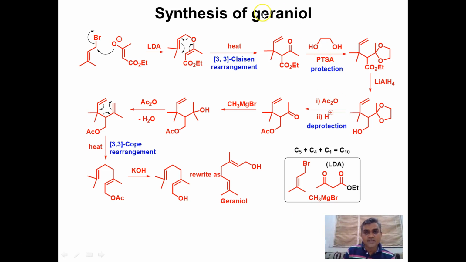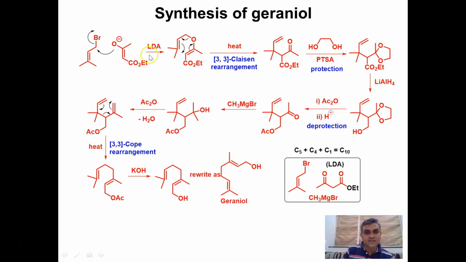Another synthesis of geraniol involves ethyl acetoacetate chemistry, methyl magnesium bromide and allyl bromide. It's a very interesting synthesis. We have to assemble a total of 10 carbon atoms. Five carbon atoms are coming from allyl bromide here, 4 carbon atoms are coming from ethyl acetoacetate, and 1 is coming from methyl magnesium bromide.